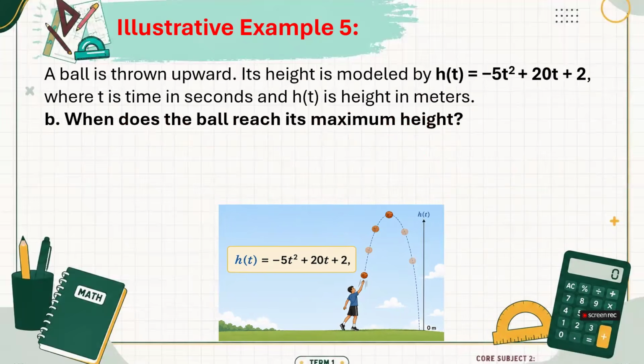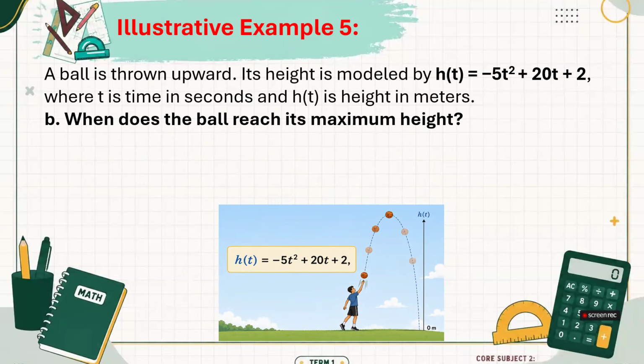So look at the coefficient of t squared. To solve for the maximum height, we use a certain formula, which is negative b over 2a. Okay? So first, you need to make it a standard form, like ax squared plus bx plus c. So obviously, this given quadratic function is in that form.